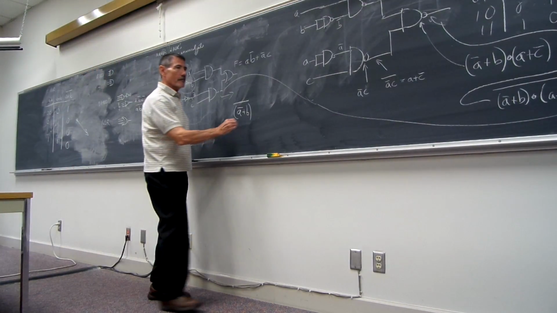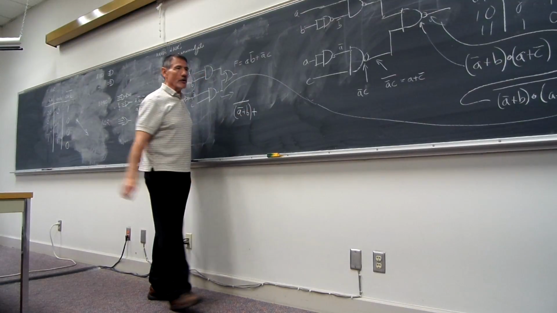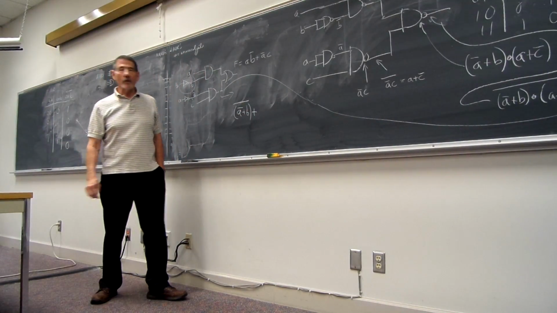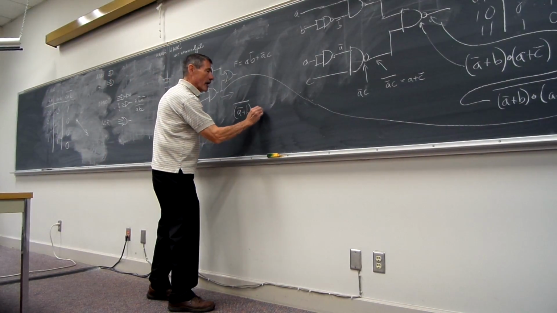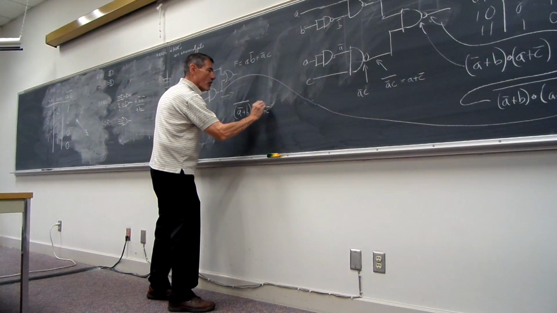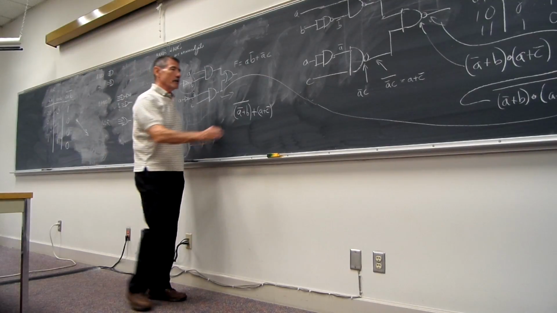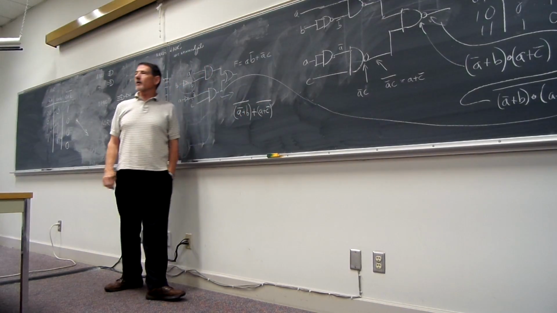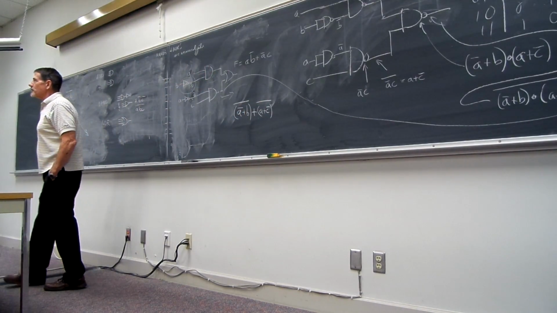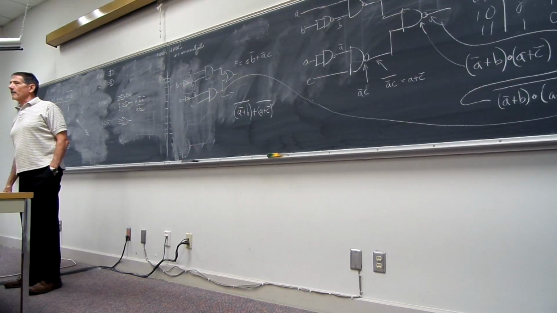Anded with, ORed with, we've got a new variable. What's that variable? A or C bar. There's our variable, but we now have to do what with it? Negate it. Everybody okay with the application of De Morgan's theorem there? All right.